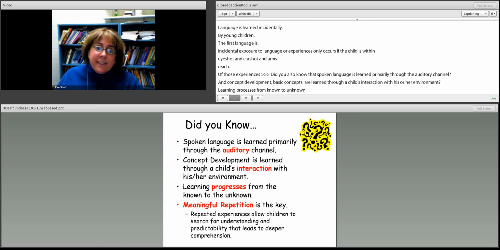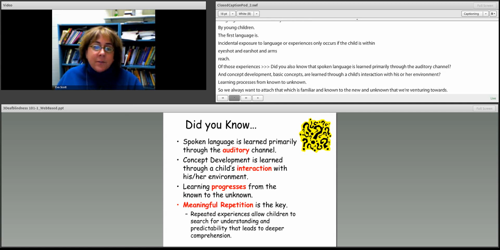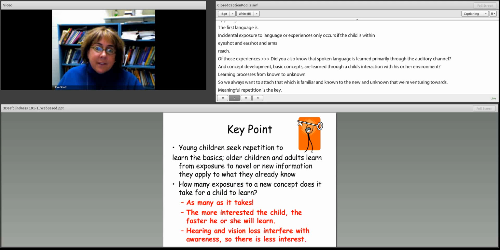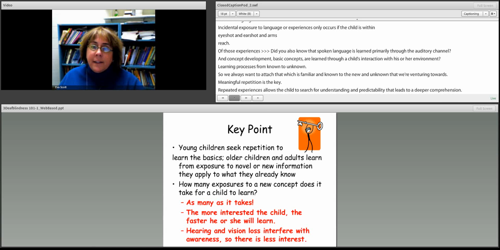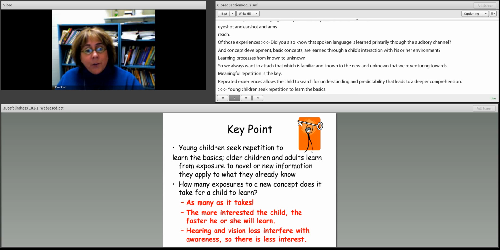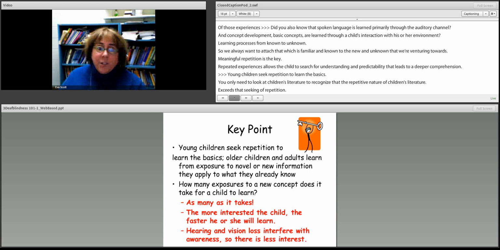Meaningful repetition is the key. Repeated experiences allow the child to search for understanding and predictability that leads to a deeper comprehension. Young children seek repetition to learn the basics. You only need to look at children's literature to recognize that. The repetitive nature of children's literature feeds that seeking of repetition. Older children and adults learn from exposure to novel or new information, and they apply it to what they already know.